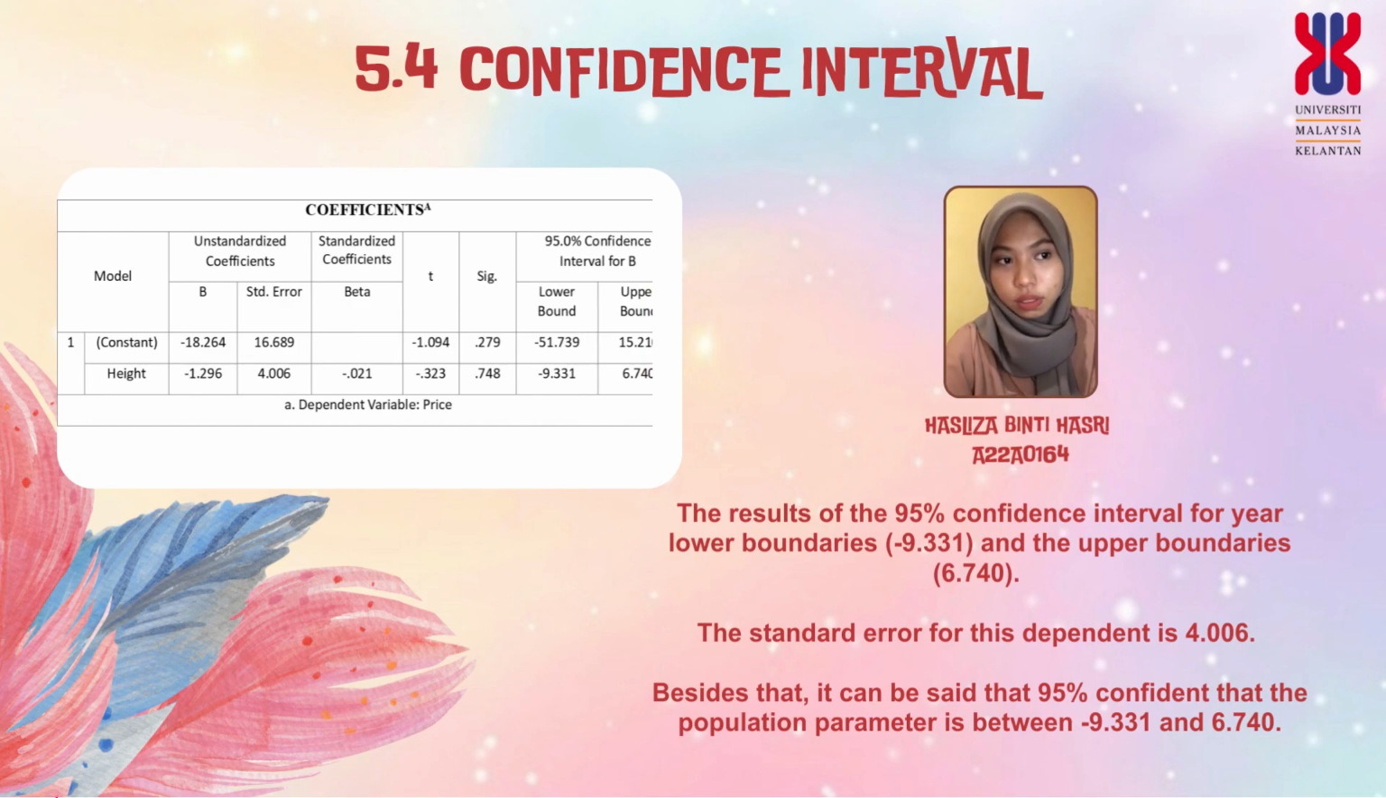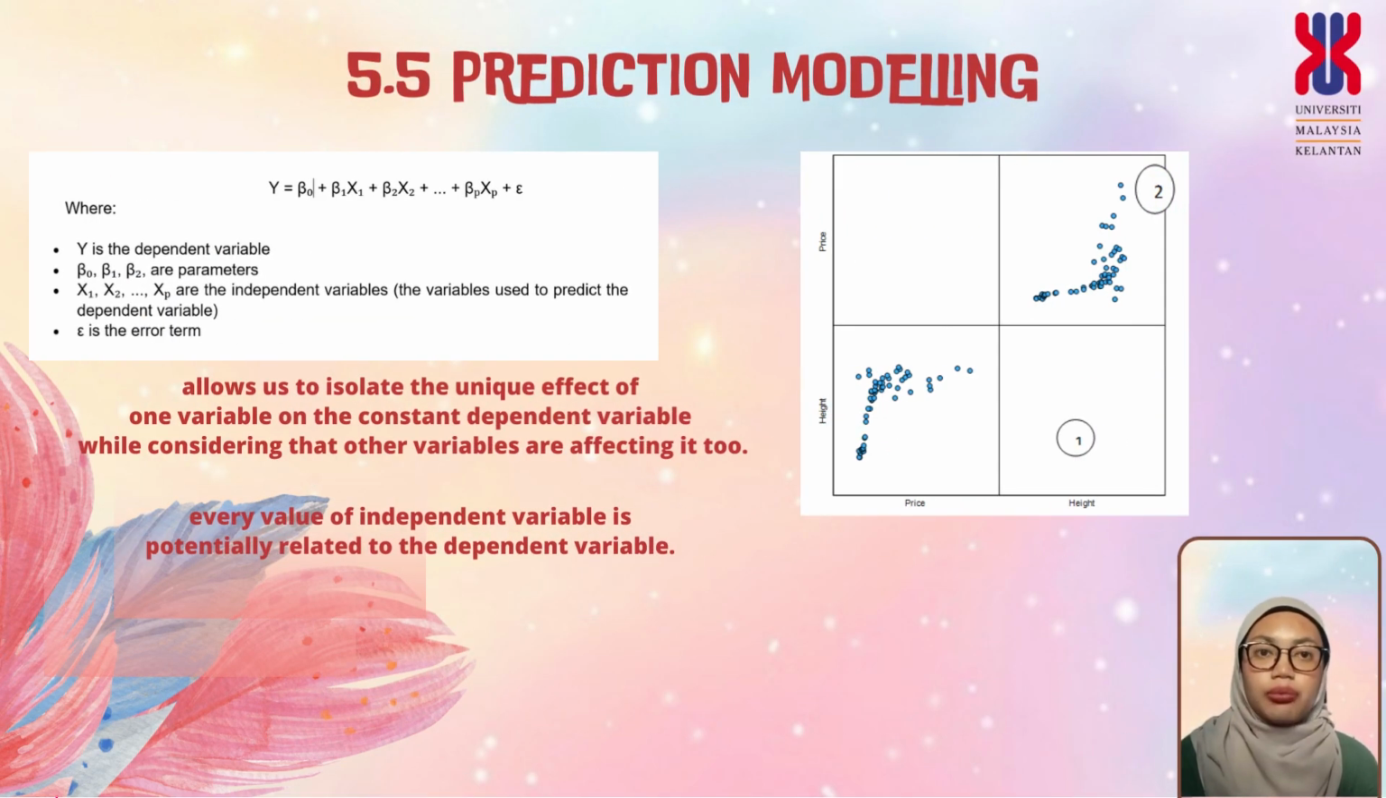Next, confidence interval. Confidence interval is used to evaluate the interval of a statistic that contains a population parameter. By using SPSS, we collect the result of the 95% confidence interval, where the lower boundary is -9.331 and the upper boundary is 6.740. The standard error for this dependent is 4.006. Besides that, it can be said that we are 95% confident that the population parameter is between -9.331 and 6.740.